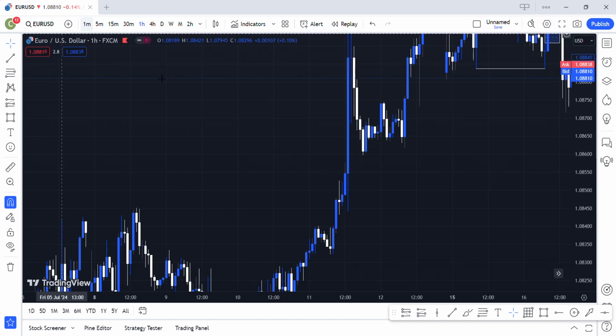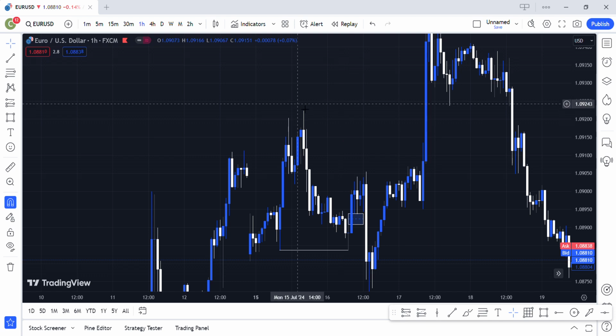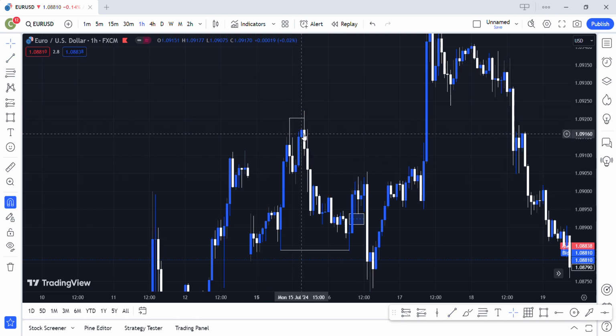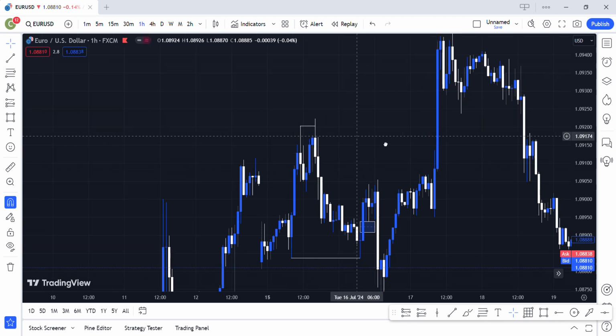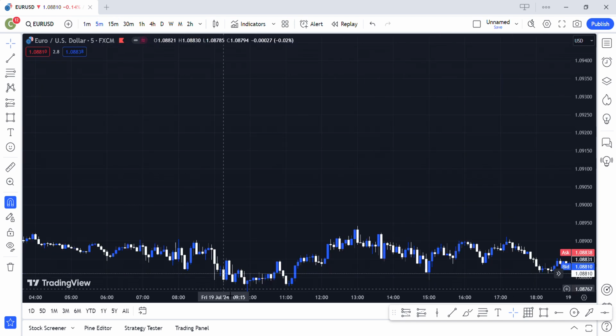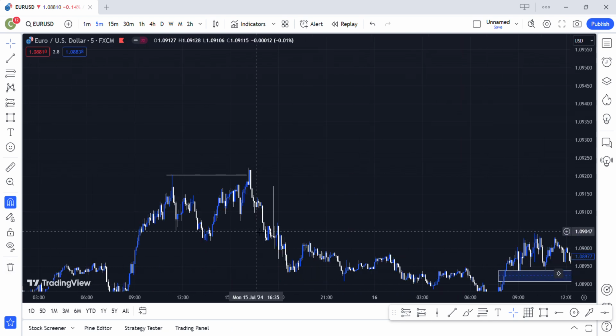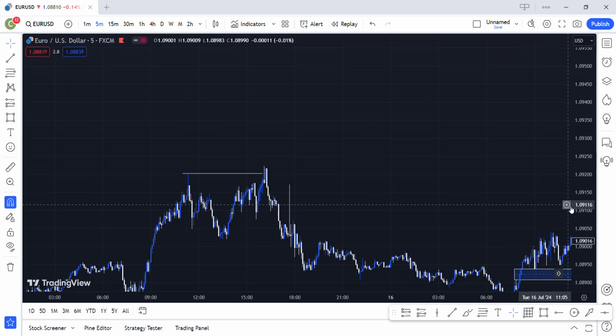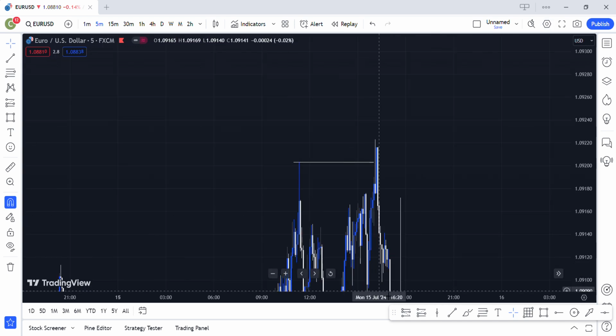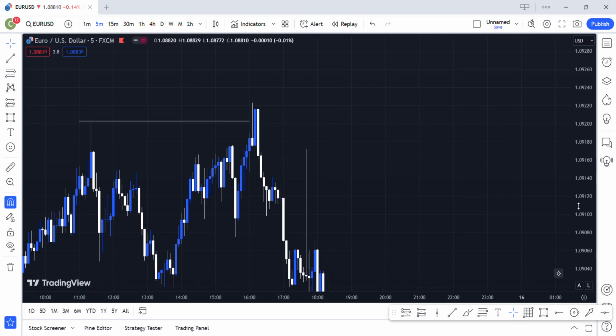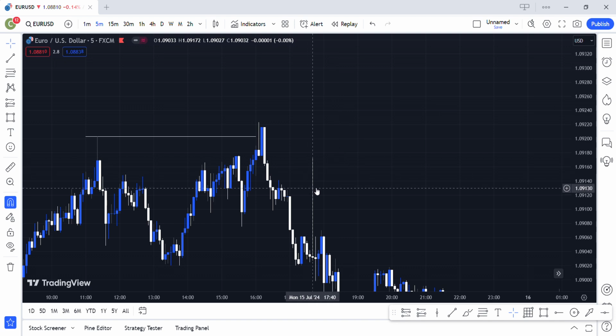So again, going on the hourly, we're looking for a liquidity sweep. Here we go. See there, liquidity sweep. This is Monday the 15th of July at 4 PM. Wow, that is absolutely perfect, isn't it? You can see this happens all the time, right? This is probably news.